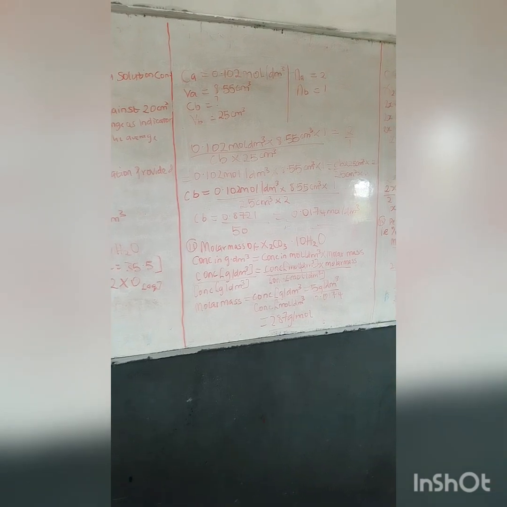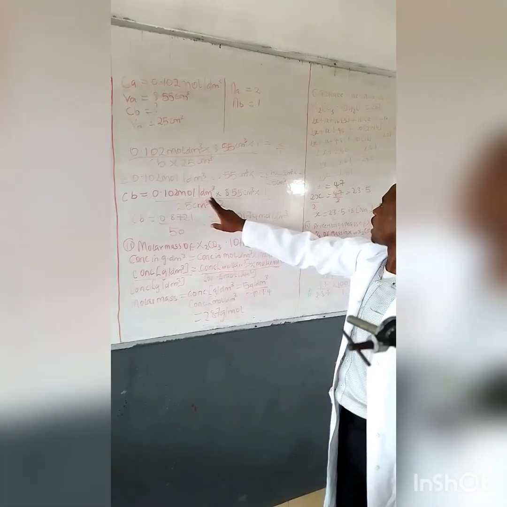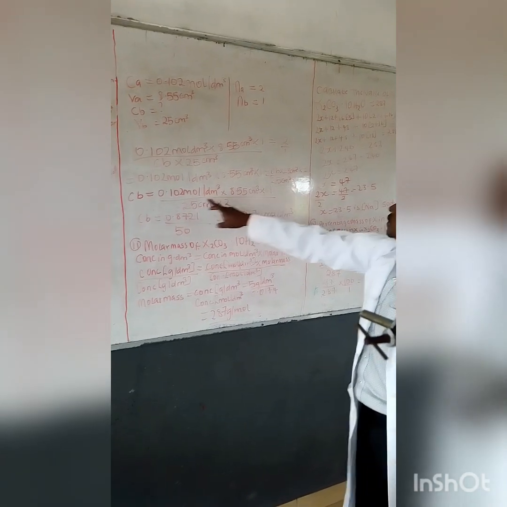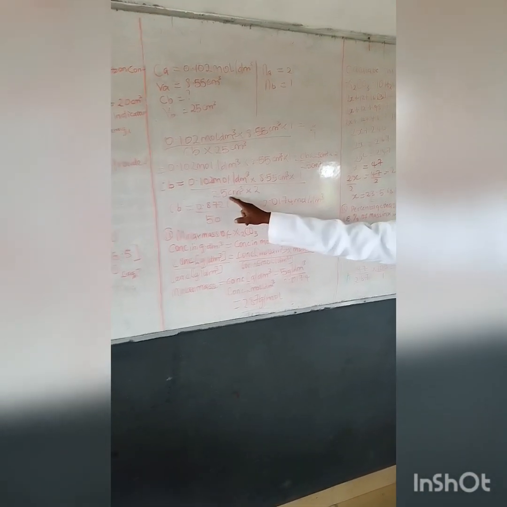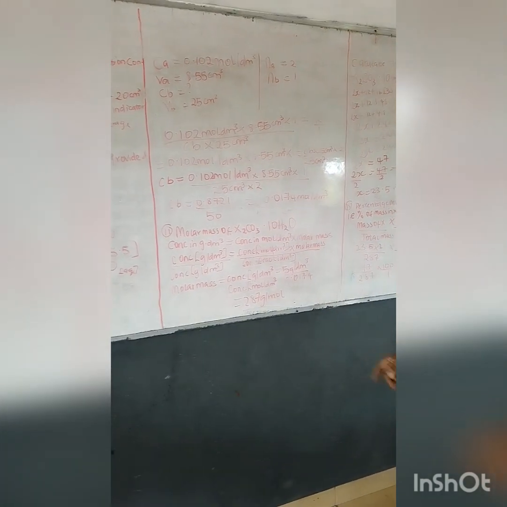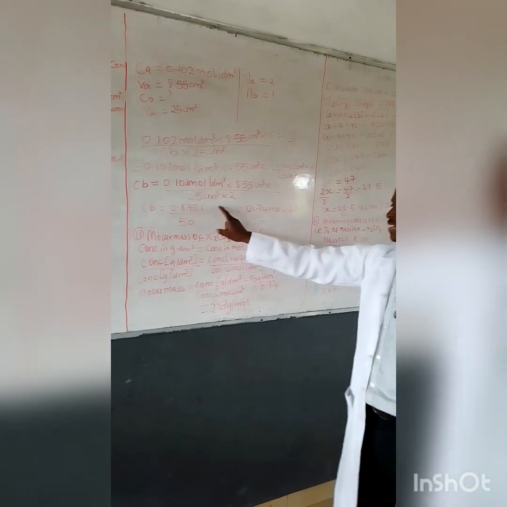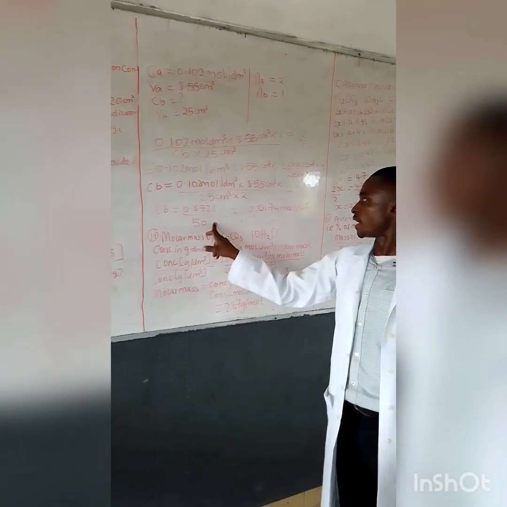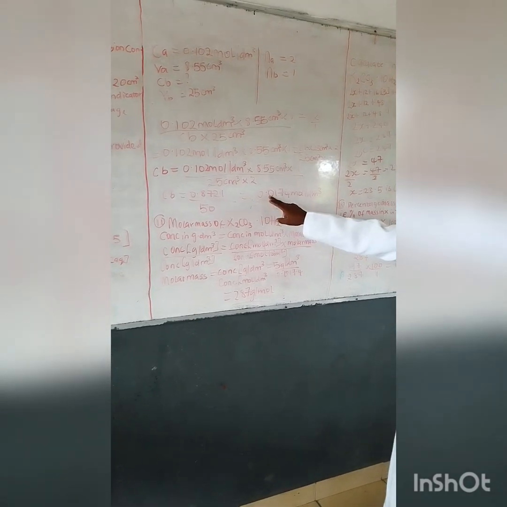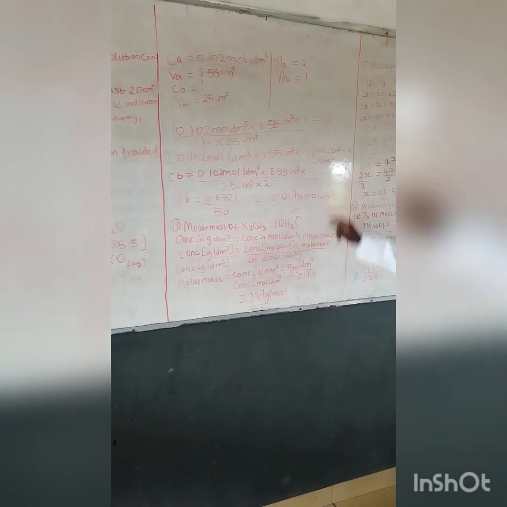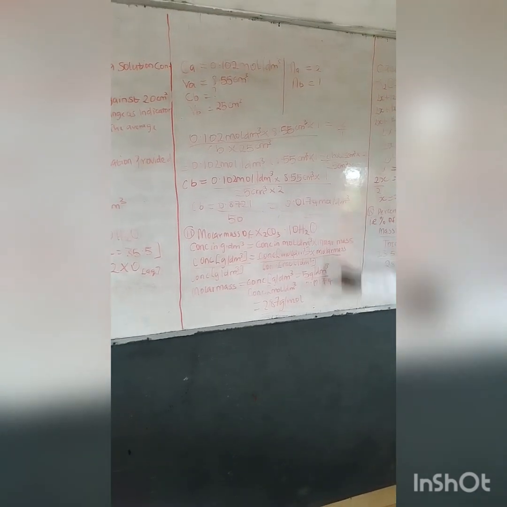Of course, if you do that, what you are going to have is 0.102 mole times 8.55 divided by 25 times 2. If you just use your calculator and punch that, you are going to have 0.8721 all divided by 50. And if you do that with your calculator, you are going to have 0.0174 mole per dm cube. Now this is the concentration of the base in mole per dm cube.